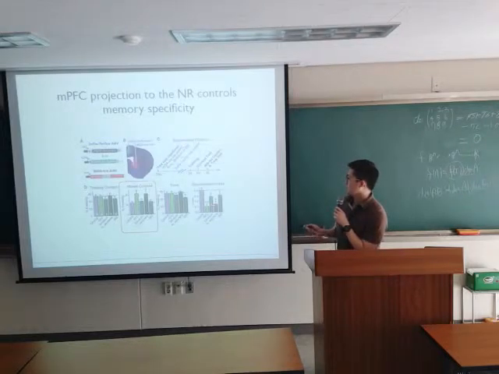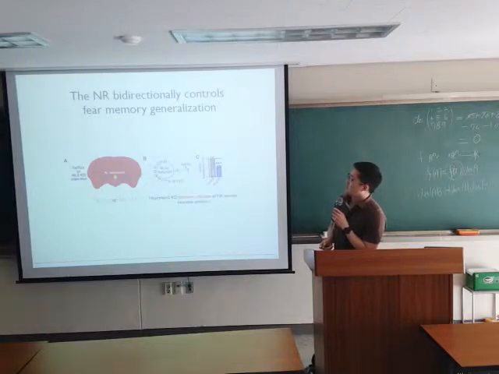So, as you can see in the discrimination index, in this group which projects from prefrontal cortex to nucleus reuniens neurons, when they are blocked, the memory generalization is disrupted. They over-generalize the memory. So we know that the prefrontal cortex to nucleus reuniens pathway is involved in memory generalization.